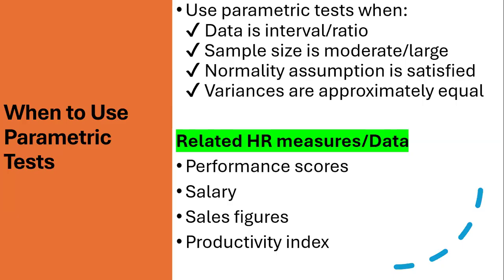Because if you make the error there and you come back, then you cannot just go ahead and run a parametric test just because when you input the data and you run it, it is giving you some output. It doesn't work like that.